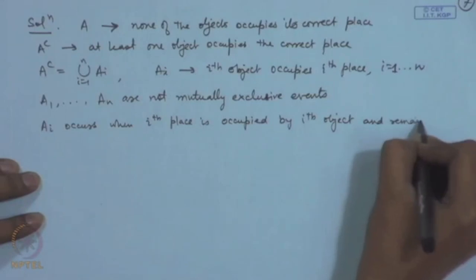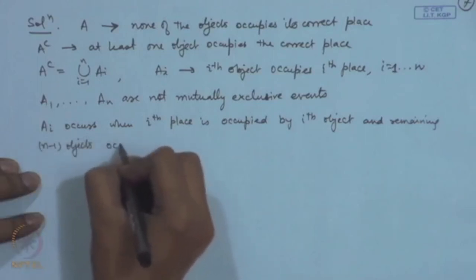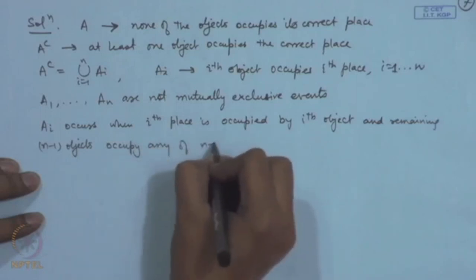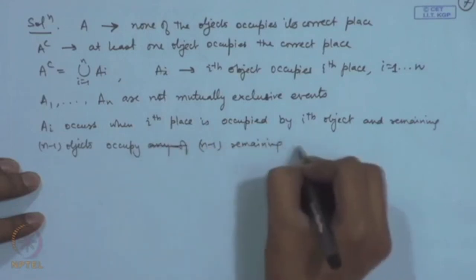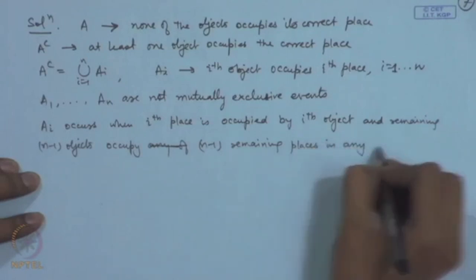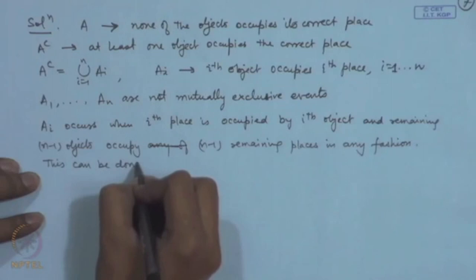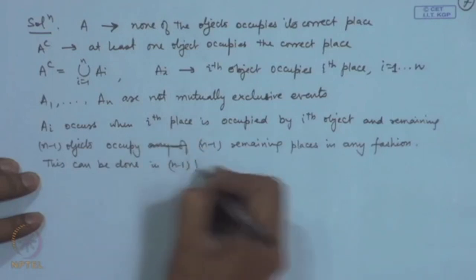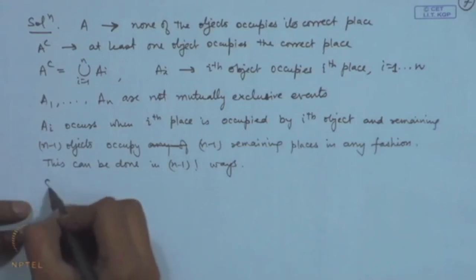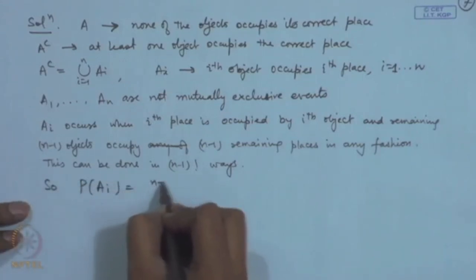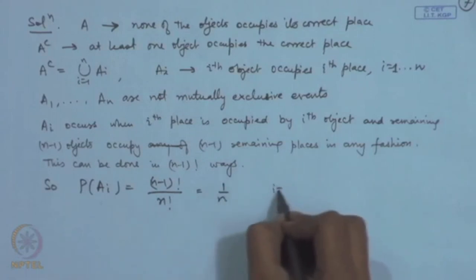and the remaining n minus 1 objects occupy the n minus 1 remaining places in any fashion. Now, this can be done in n minus 1 factorial ways. So, the probability of Ai becomes n minus 1 factorial divided by n factorial, which of course you can write as 1 by n. This will be for all i.